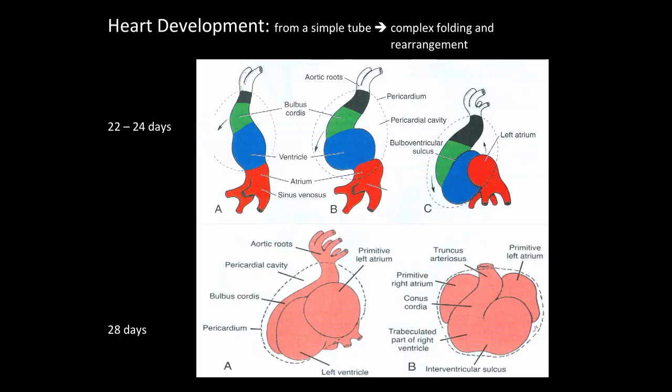This just reminds you of the development of the heart from a simple tube. There's a complex folding and rearrangement that occurs. I'm not going to hold you responsible for this for our course, but you would have remembered this from early in your medical school training and your embryology. The top is showing what would occur between day 22 to day 24, and then by day 28 you get the fully formed chambers in the heart.